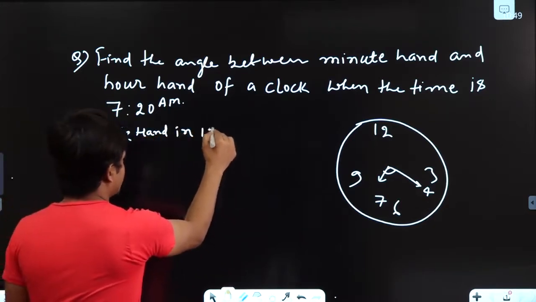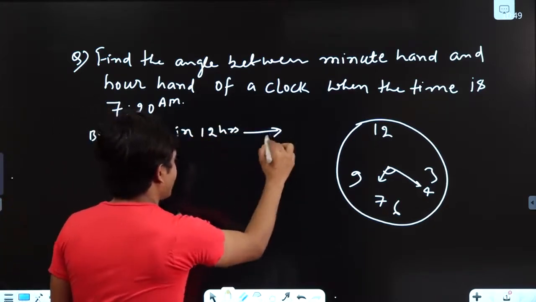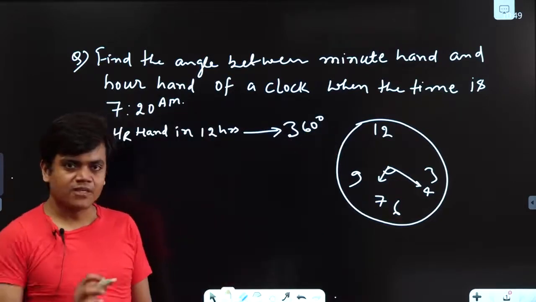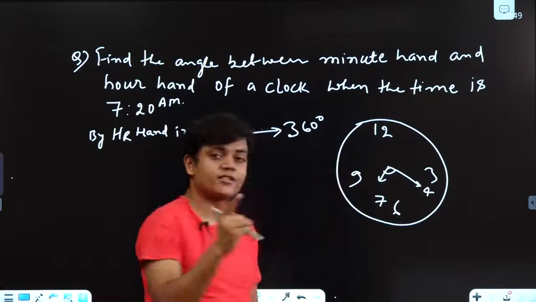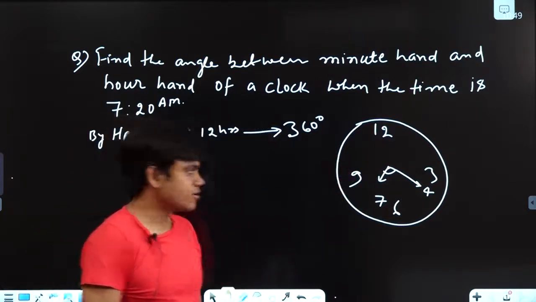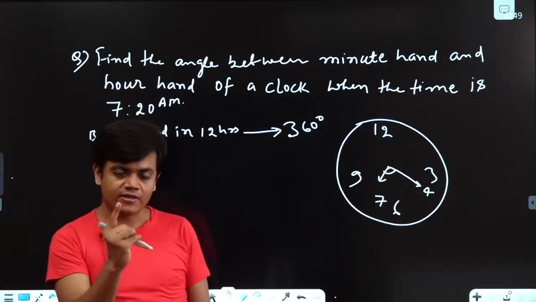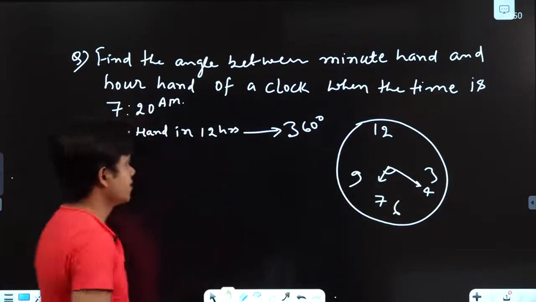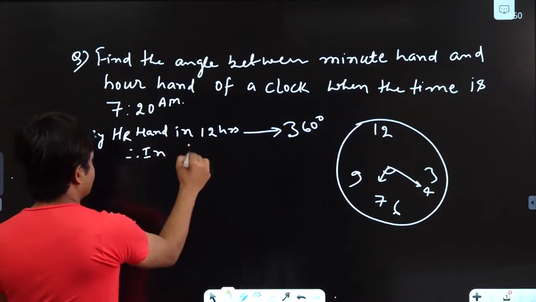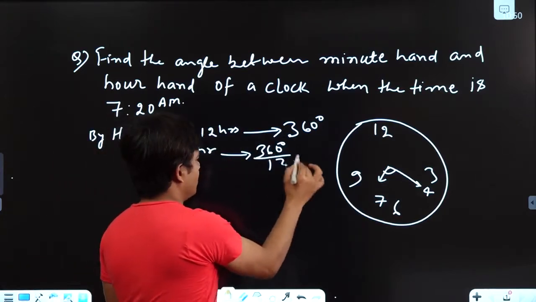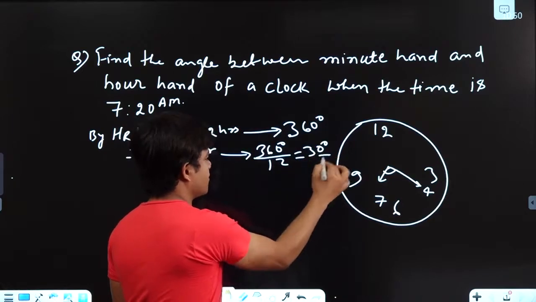in 12 hours, how many angle is going to be subtended? 360 degree. By hour hand, 360 degree will be subtended in 12 hours, because you know that one complete revolution by hour hand will be completed in 12 hours. Therefore, in 1 hour, how many angle? 360 degree by 12. So this is certainly 30 degree.